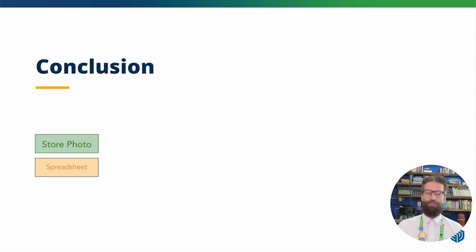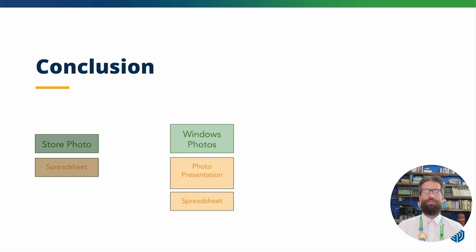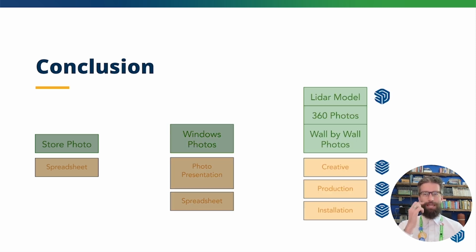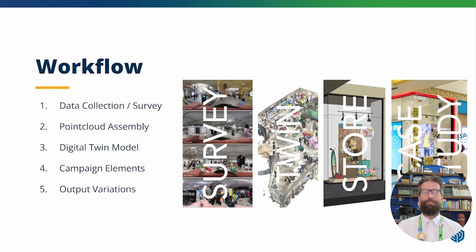So in conclusion, we had a team that operated using a storefront photo and a spreadsheet. We helped them in the transition process to use photos in detail for each zone, using a presentation document and a spreadsheet. And then lastly, we had a LiDAR model, 360 photos, wall-to-wall photos, creative in SketchUp and layout, production in SketchUp and layout, and installation in SketchUp and layout.